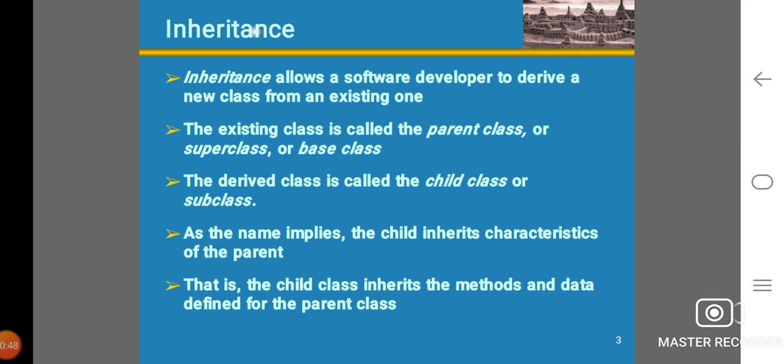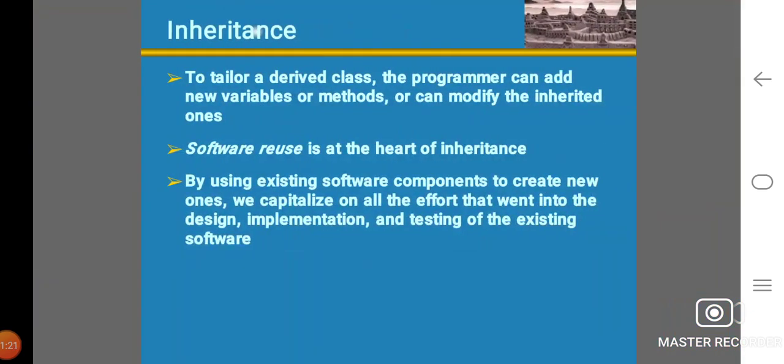Inheritance. Inheritance allows a software developer to derive a new class from an existing one. The existing class is called the parent class, superclass, or base class. The derived class is called the child class or subclass. As the name implies, the child inherits characteristics of the parent. That is, the child class inherits the methods and the data defined for the parent class.